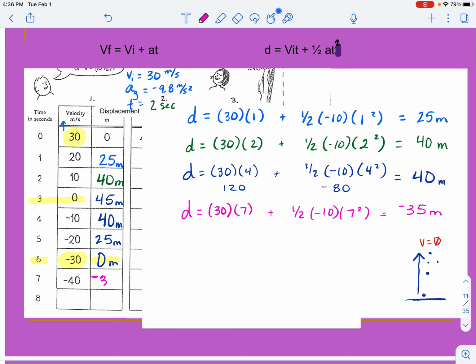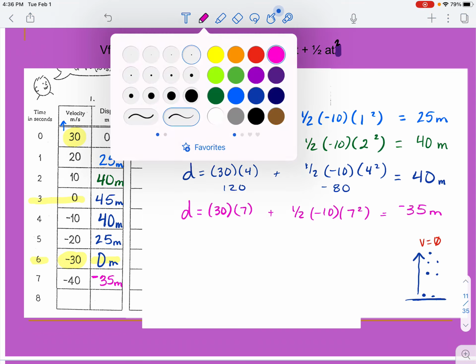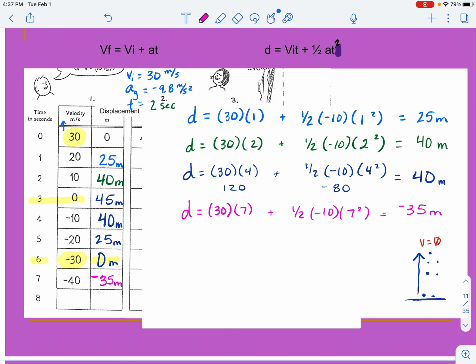Now, this is our first negative displacement. It is negative because my object was on its way down. It came back to the displacement of 0, but it continued to fall. So now my object is located below where it started. That's why we have a negative number here. Okay, so this is how we go about calculating.